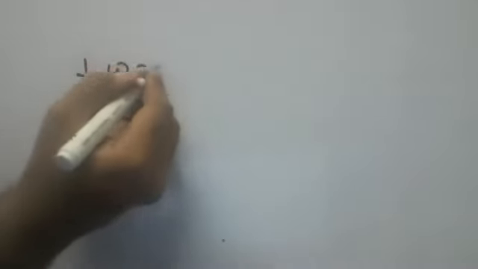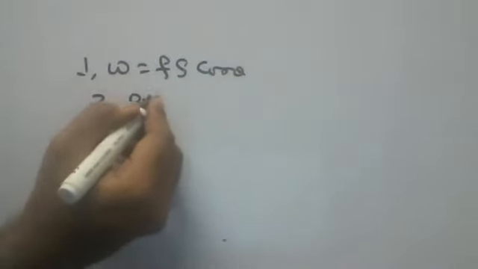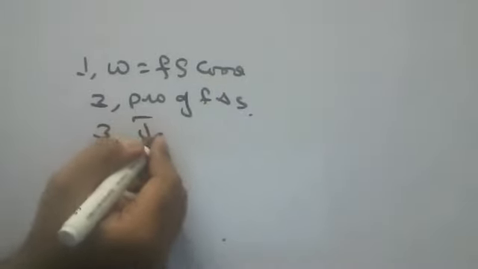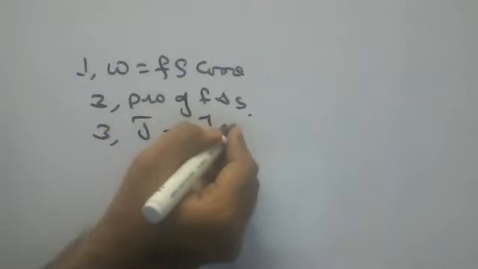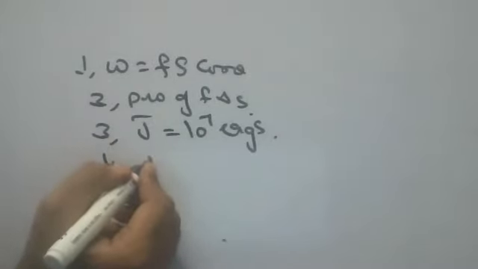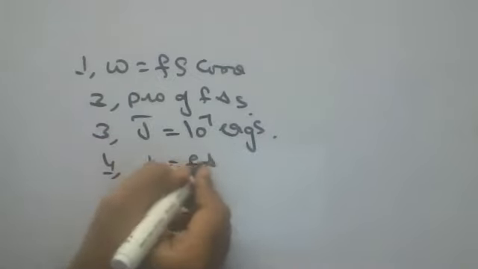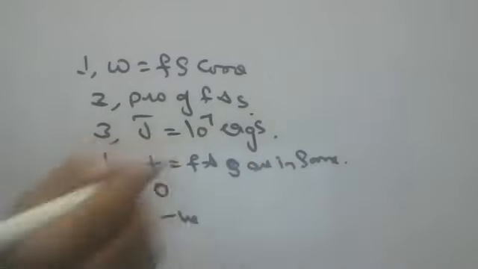So children, again I will give a small summary of the entire work we discussed. W is equal to Fs cos theta is the formula. The definition is product of force and displacement. Third, units are joules in the SI system and ergs in the CGS system. 1 joule is how many ergs? 10 to the power of 7 ergs. And there are three types of work, children: positive work, zero work, negative work. When force and displacement are in the same direction, that is said to be positive work.